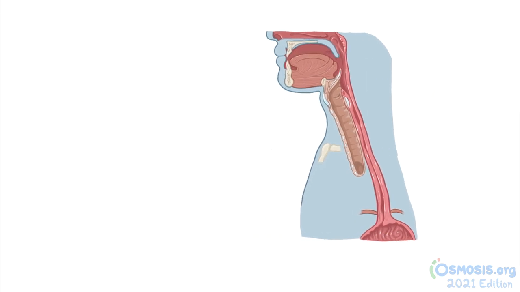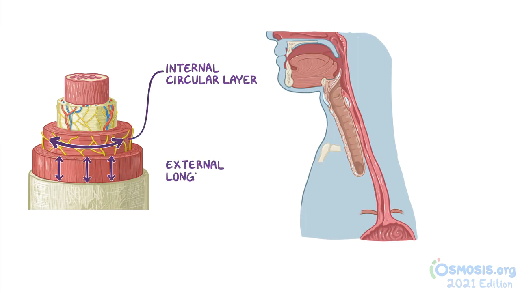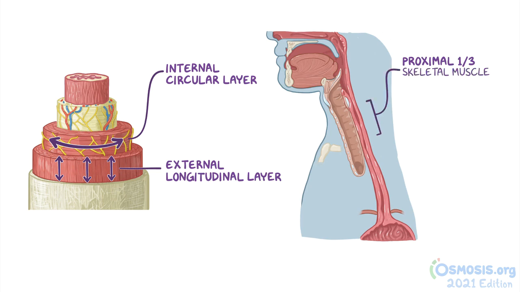The esophagus is made up of two muscular layers, an internal circular layer and an external longitudinal layer. In its proximal or superior third, the external layer consists of striated skeletal muscle, which is under voluntary control, while its distal or inferior third is made up of smooth muscle, which is under involuntary control. And as you'd expect, the middle third is a transitional segment that consists of a mix of both types of muscle. The esophagus follows the curve of the vertebral column as it descends through the neck and into the mediastinum.